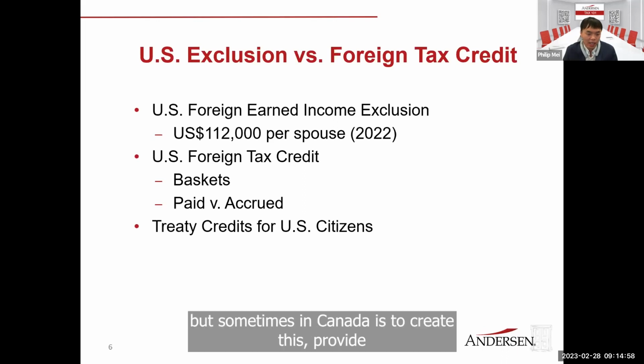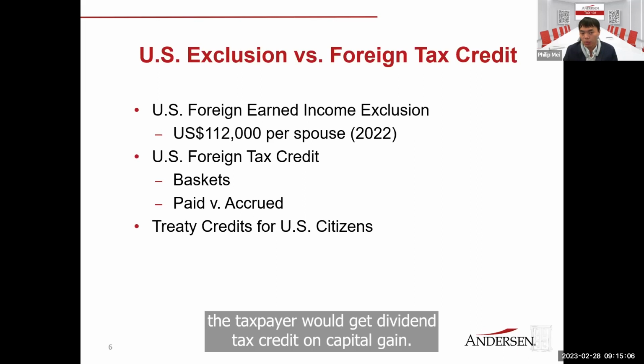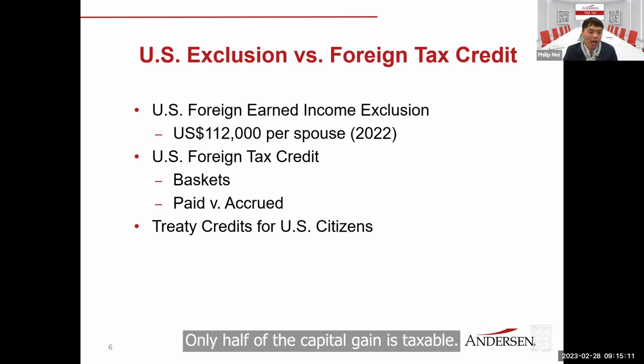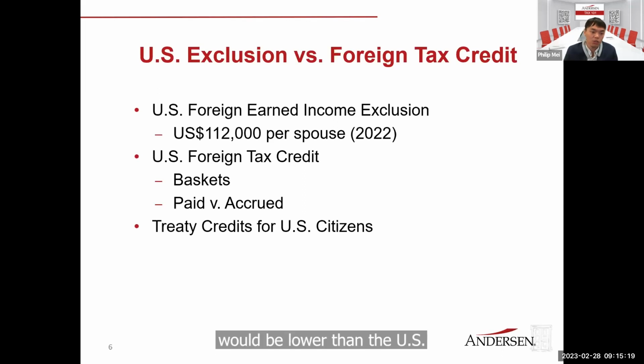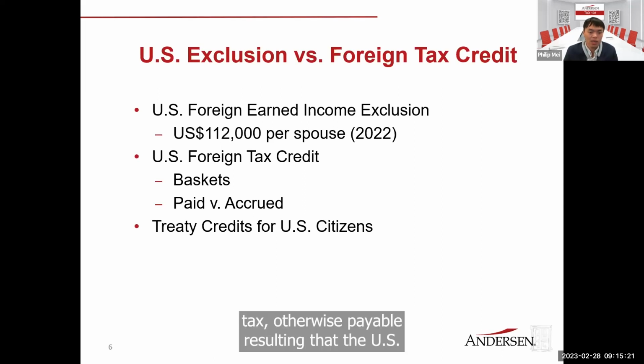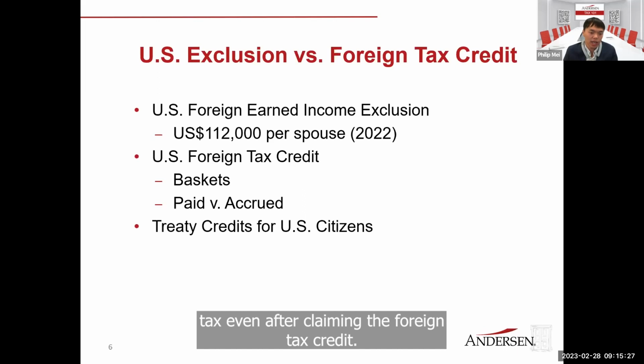sometimes in Canada, the CRA does provide additional credit on certain passive income, for example, on dividend. The taxpayer would get dividend tax credit. On capital gain, only half of the capital gain is taxable. So sometimes the tax paid on maybe the passive basket would be lower than the US tax otherwise payable, resulting in the US citizen ending up owing some US tax even after claiming the foreign tax credit.